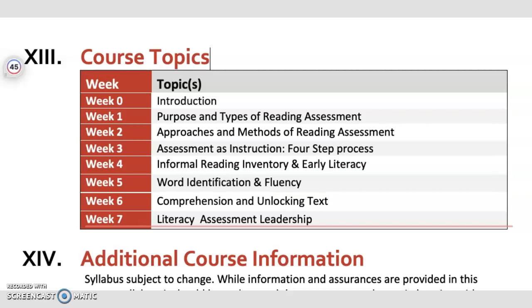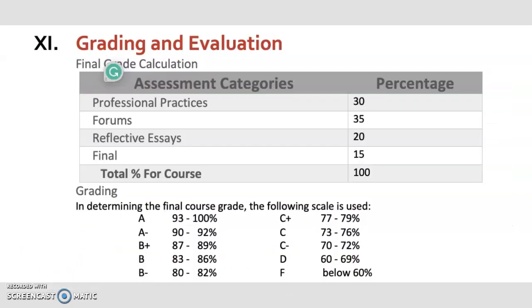And I'm going to go into that and talk a little bit about how grades are set up for this course, as well as what the big assignments are. As I mentioned, you will be applying through weekly assignments the knowledge and skills in what we're calling professional practices. At times, these will be individual. Other times, we'll be working with a colleague or with a group. We will have weekly forums, individual reflective essays, and the final is 15% of the grade, and that's really pulling everything together.